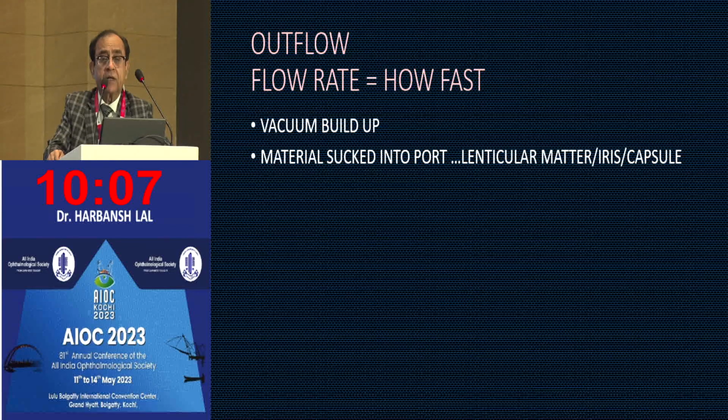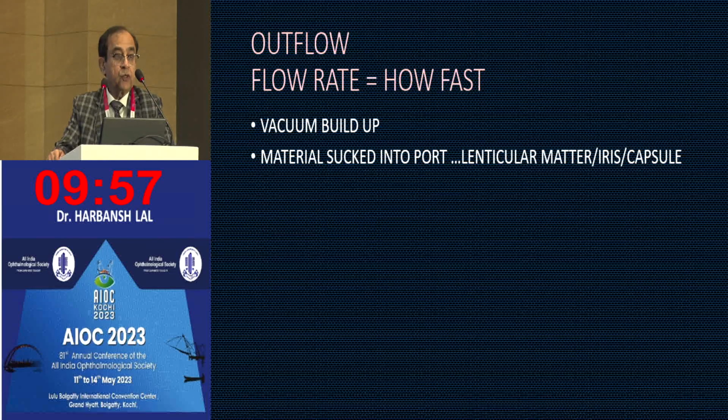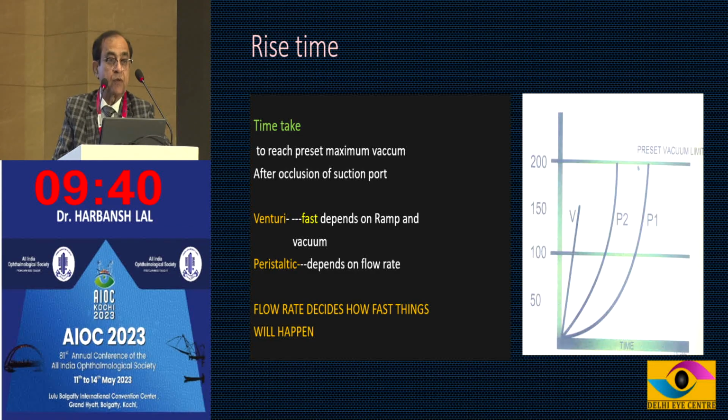So the flow rate decides how fast things will happen. Vacuum decides how strongly you will hold a fragment. If you have a preset, suppose 500, then once the tip gets occluded, how fast it will reach that level. In other words, if the flow rate is fast, things will happen very fast and the material sucked into the port will be very good. And then there is the concept of rise time, that is how fast you will be able to achieve the preset level, and that depends upon the flow rate.